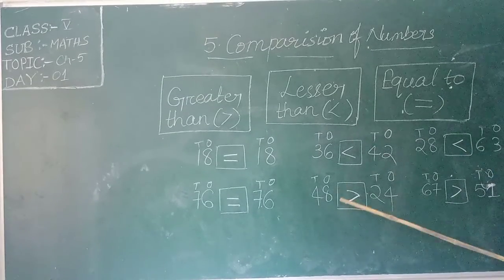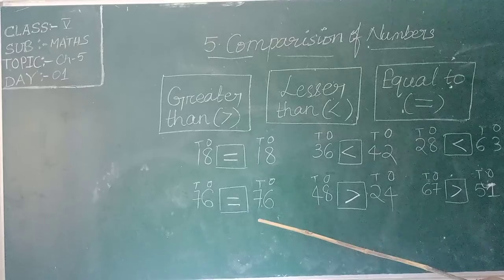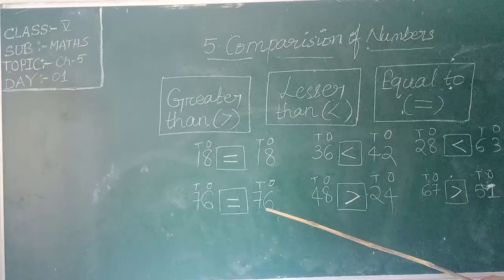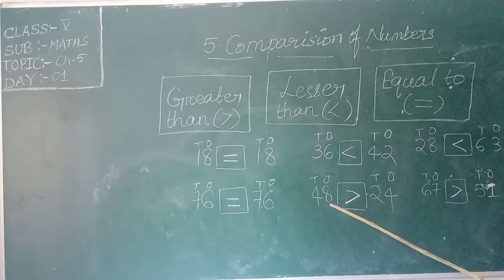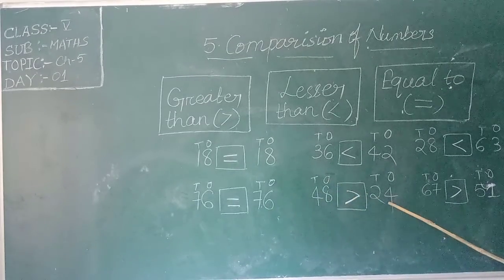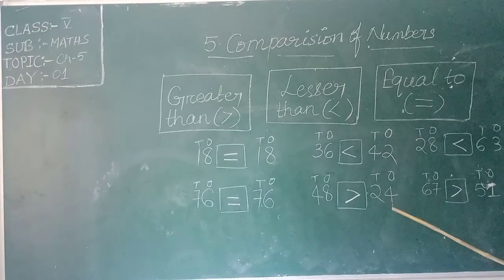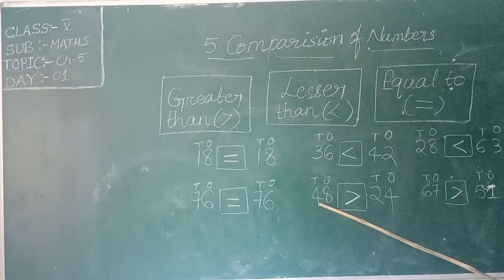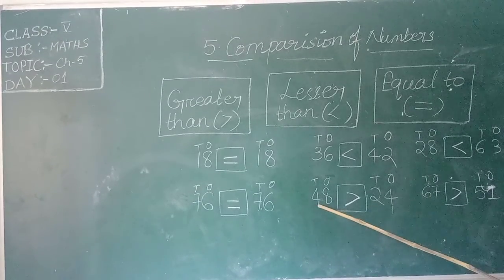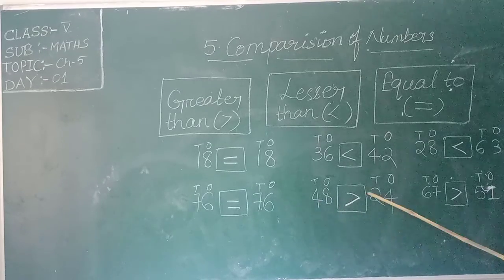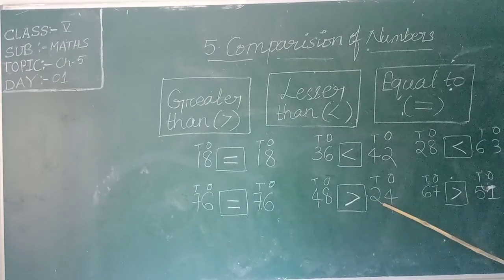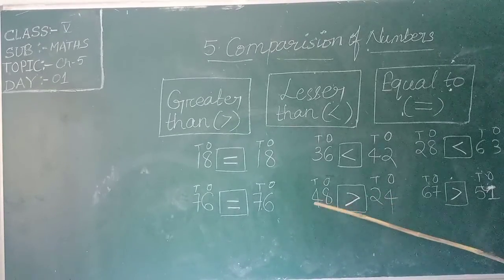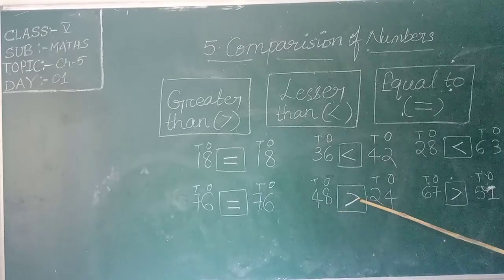Next one, see, 76 and 76. Here also we can observe both ones place and tens place are the same, so we used the equal symbol. Next, 48 and 24. What should we see? We should see the highest place value. In the number 48, in the highest place value, which number is there? 4 is there. In the number 24, in the tens place, which number is there? 2 is there. So compare 4 and 2. 4 is greater than 2. So we used the greater than symbol.